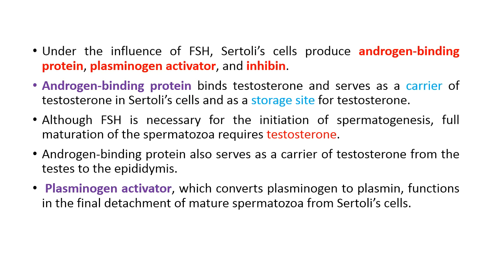Although FSH is necessary for initiation of spermatogenesis, full maturation of the spermatozoa requires testosterone. So, FSH will initiate spermatogenesis, while full maturation of spermatozoa will require testosterone. While androgen binding protein also serves as a carrier of testosterone from the testes to the epididymis. This is the importance of androgen binding protein.